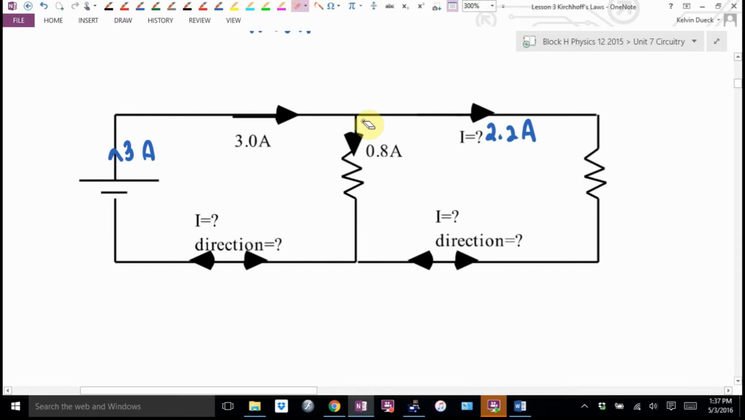Let's follow the right-hand fork, the right-hand circuit. So how many amps right here? 2.2. How many amps must have gone through this resistor then? 2.2. How many amps right here? 2.2. How many amps right here? 2.2. Which way, flowing left or right? Left. I'll circle that.